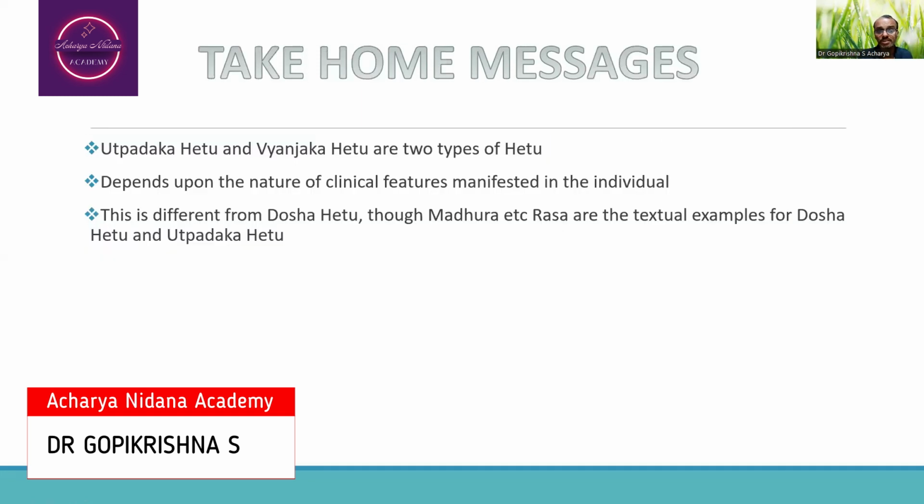The take-home message from today's discussion: Utpadaka Hetu and Vyanjaka Hetu are the two types of Hetu. Depending upon the nature of clinical features manifested in the individual, these are classified. This is different from Dosha Hetu because Dosha Hetu is mainly related to the progression of the disease process in the 6 stages of Kriyakala, whereas this is only related to the clinical manifestation of the disease as such. That's all for today.